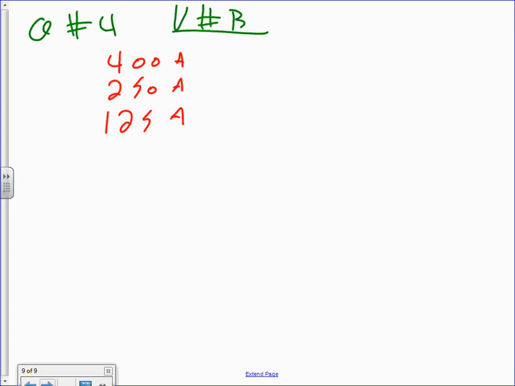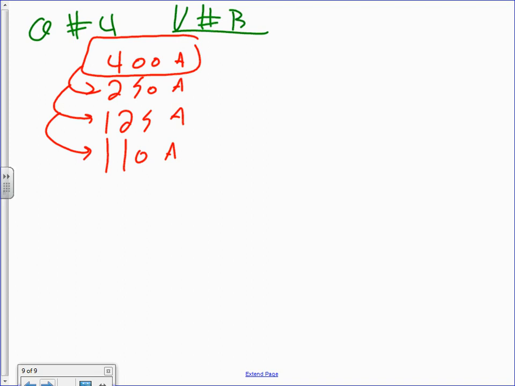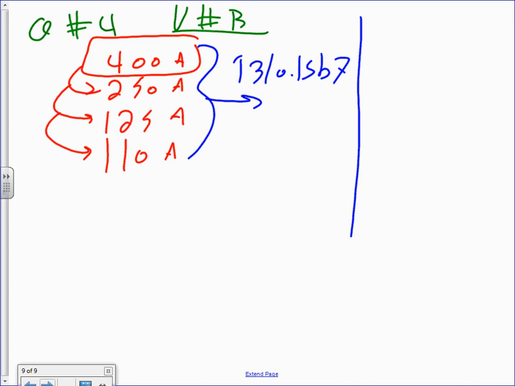Four, let's do B. Question number 4, version number B. For 4, straightforward, guys. I have a 400 amp and 250 amp and 125 amp and 110 amp. This one is the main, and it's feeding all these, right? All of them are feeding dwellings. So you take this one to table 310.15(B)(7), and then you can find the sizes for each and every one of them.